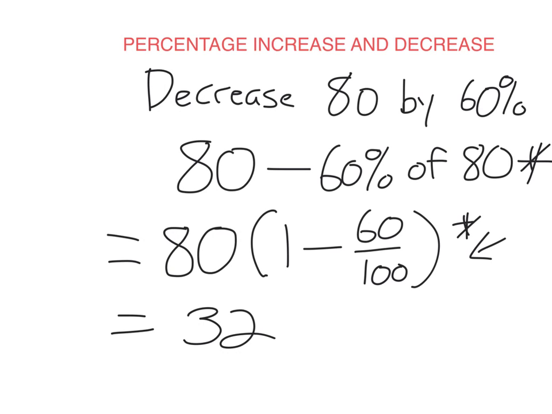Another way you can think about this is if I decrease 80 by 60%, I'm in effect finding 40% of 80. All right? Let's look at another example. Please pause and copy this down if you need.